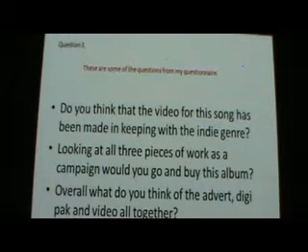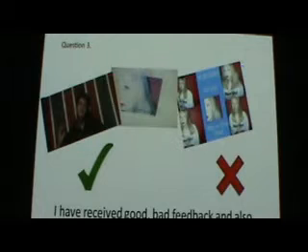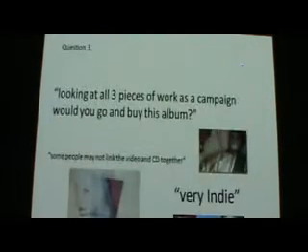When giving this questionnaire to my audience, I specifically asked for constructive criticism so that I can look for ways to improve my work if I was to do it again. Again, just like all of the feedback that I received, good feedback and also constructive feedback, I'm all very pleased with. One of the questions was, looking at all 3 pieces of work as a campaign, would you go and buy this album? The feedback I got from this question was all constructive, and I have learnt that I maybe should have connected my video to my digipack somehow, as the feedback stated that some people may not link the video and CD together.